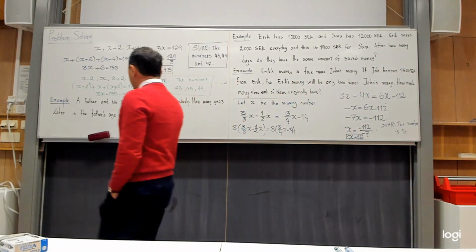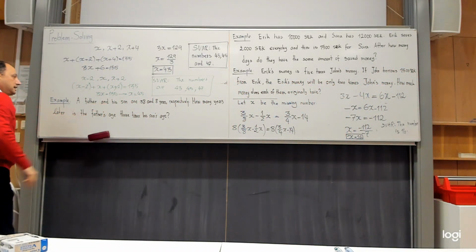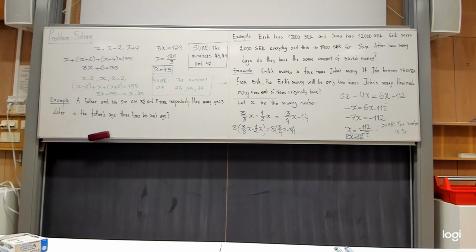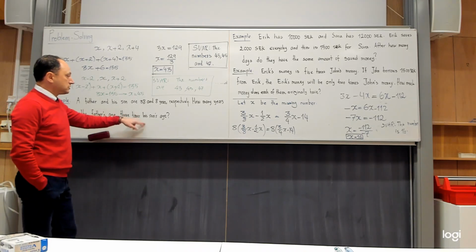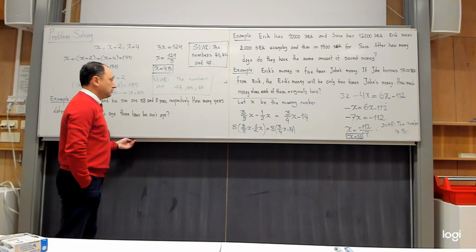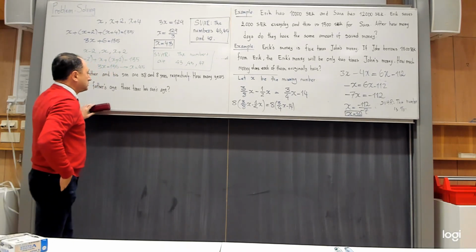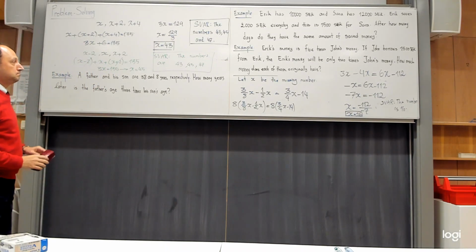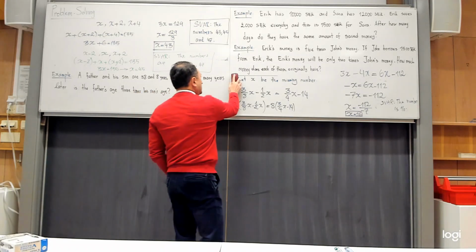Okay, let us go to this question. A father and his son are 38 and 8 years old respectively. How many years later is the father's age 3 times his son's age? Okay? Now I can clean this part. We don't need this anymore.